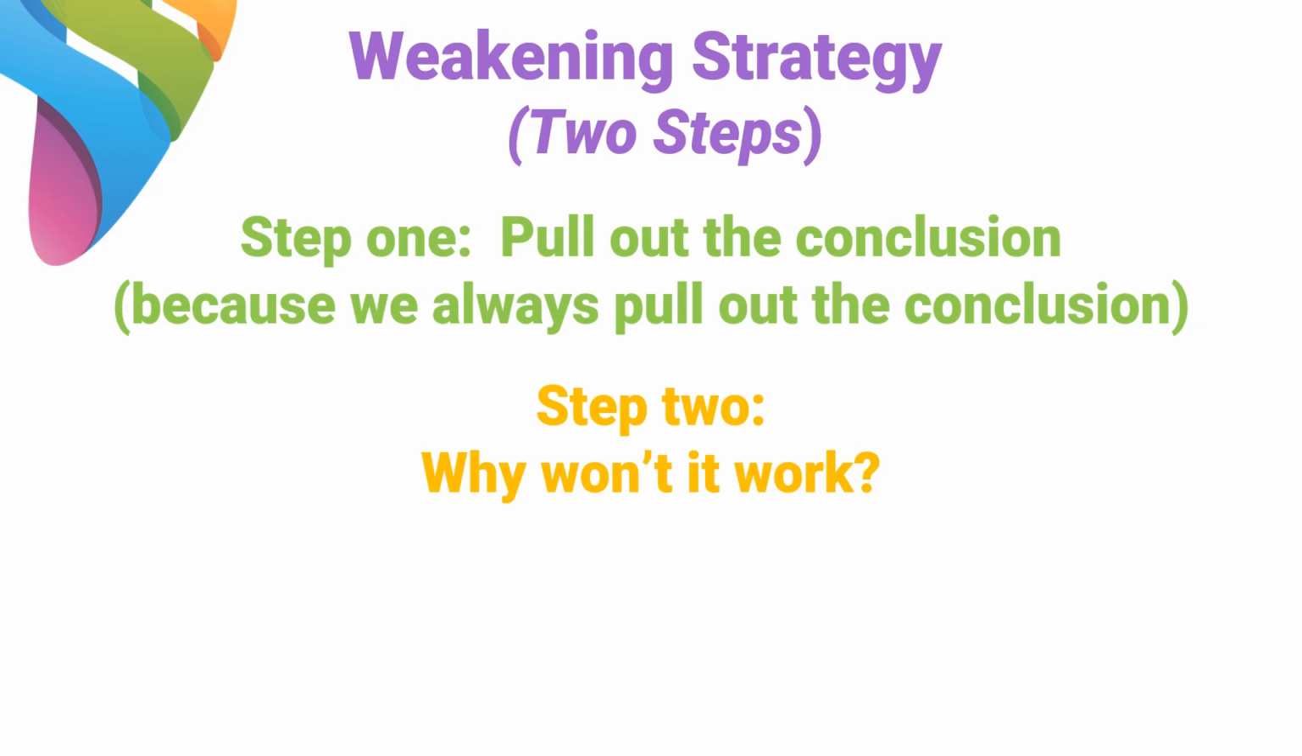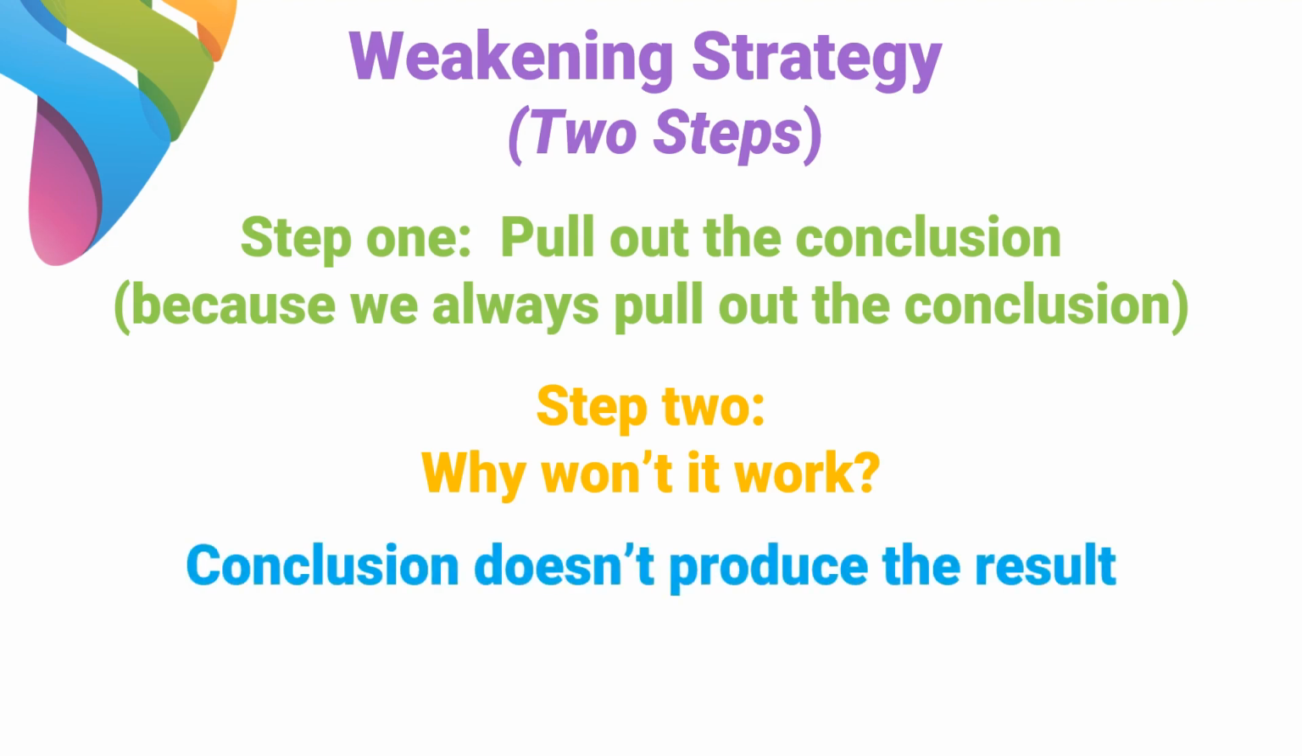The first is to find an answer choice that shows the conclusion doesn't produce the desired result. For example, if the recommendation is to build more lanes in order to reduce traffic congestion, the correct answer would be something like, when you build more lanes, it just attracts more drivers.